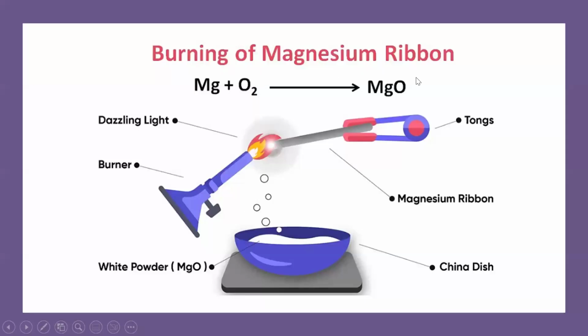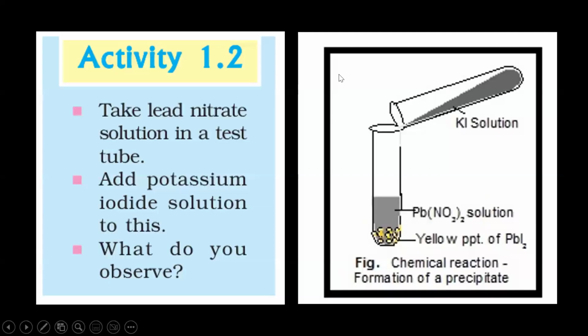See, on burning magnesium ribbon, the magnesium will react with the atmospheric oxygen. It results in the formation of magnesium oxide. Okay, this is an unbalanced equation. We will learn about balancing chemical equations in further classes. Next one is activity 1.2.